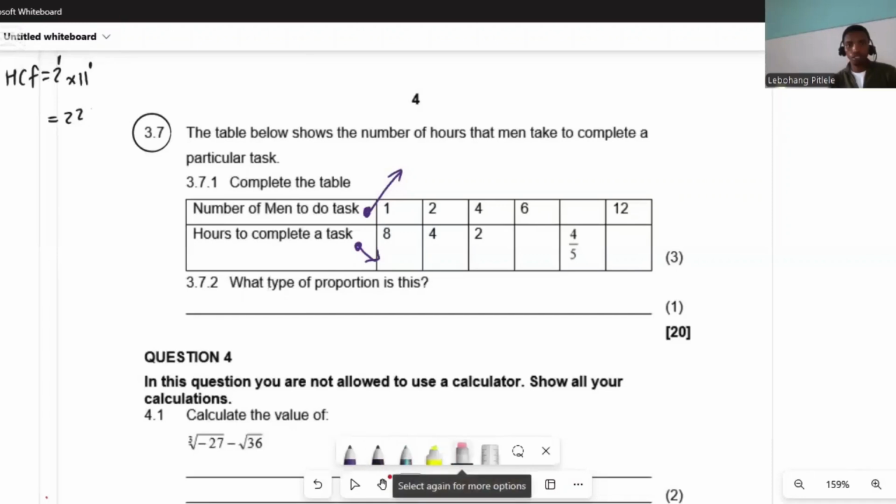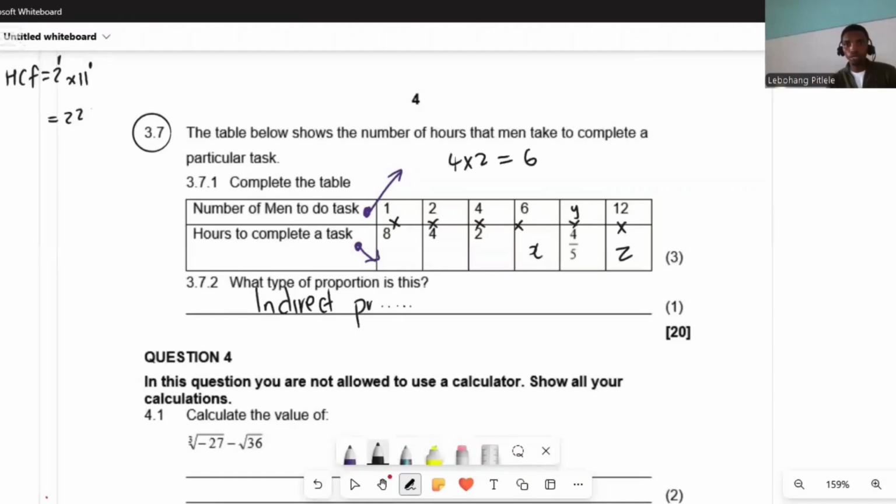We have an indirect proportion. So when we have an indirect proportion, we know that whenever we say 1 times 8, it should be equal to 2 times 4, or 4 times 2, or 6 times x, or y times 4 over 5, or 12 multiplied by z, right? So quickly, we're going to start with x again. So I'm going to say 4 multiplied by 2, it should be equal to 6 multiplied by x.